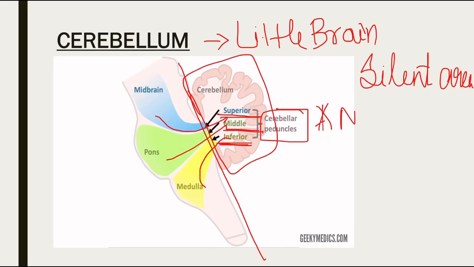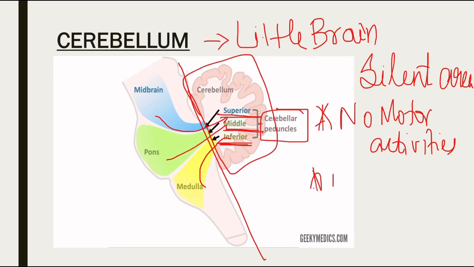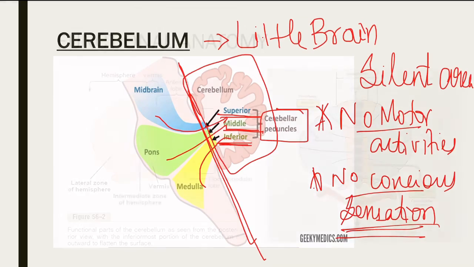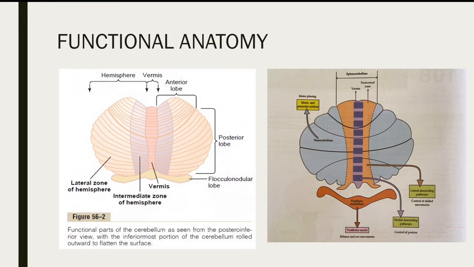We refer to this area as a silent area of the brain because upon electrically stimulating the cerebellum, there are no motor activities taking place and no conscious sensation. The cerebellum is little brain, a silent area, located posteriorly to the brainstem, connected to the midbrain, pons, and medulla with the help of cerebellar peduncles.